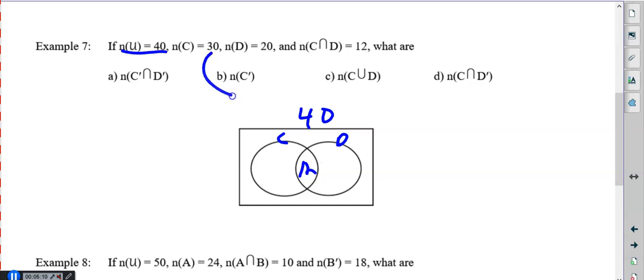Now, if C is 30, 30 minus 12 is 18. And D is 20. 20 minus 12 is 8. Eighteen plus 12 is 30, plus 8 is 38, which means there's 2 that are neither C or D. So now we start answering some questions. Not C or D, that's my 2.